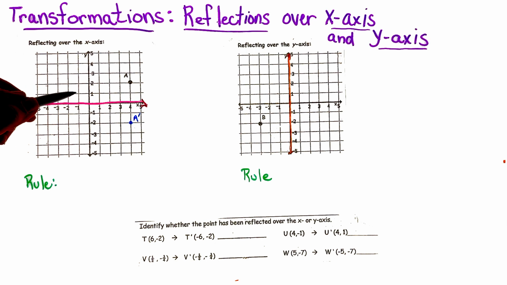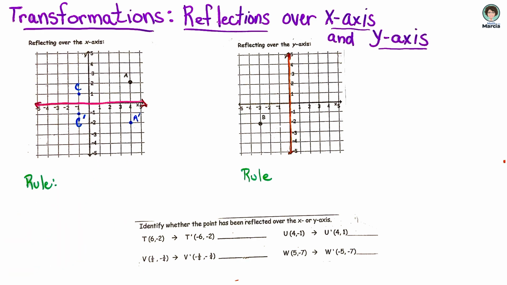Let's mark another point right here, and I'm going to call it point C. Point C is only 1 off of the x-axis. From the x-axis, I go 1 down, and that will be my C prime. Again, folding it, we have them exactly in the same position.